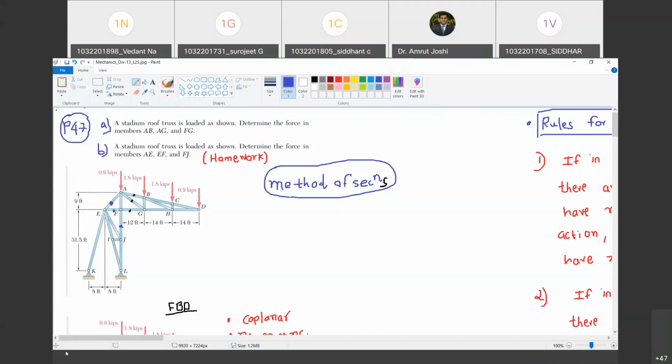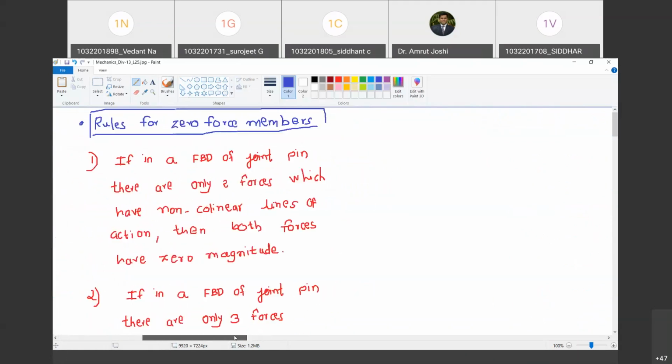If I identify this, then may it be method of joints or method of sections, I may be relieved of applying some of the equations because I already know forces in a few of the members. Are you with me? Yes, sir. So that's what we are now going to deal with. Now look, what is the first rule?